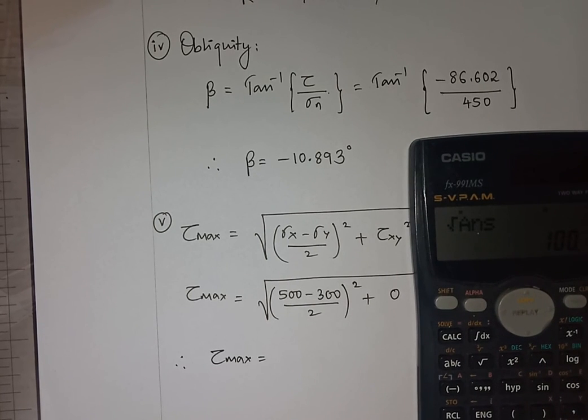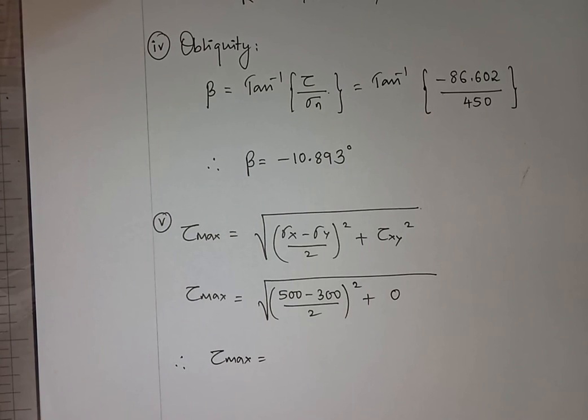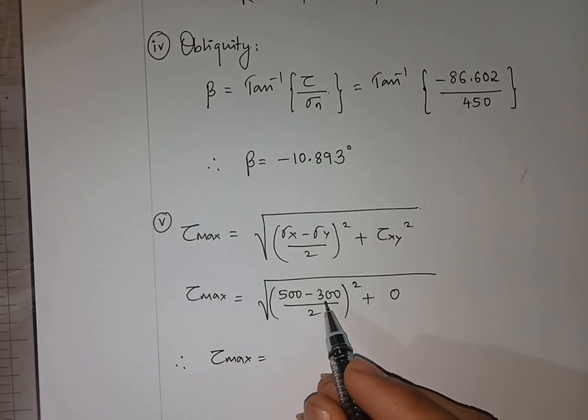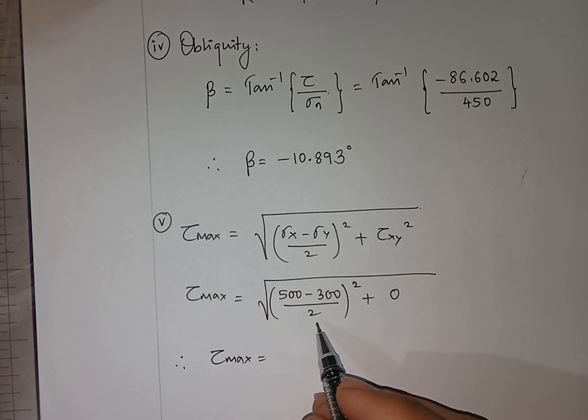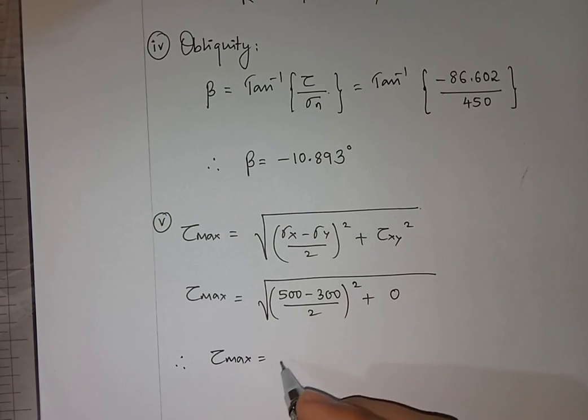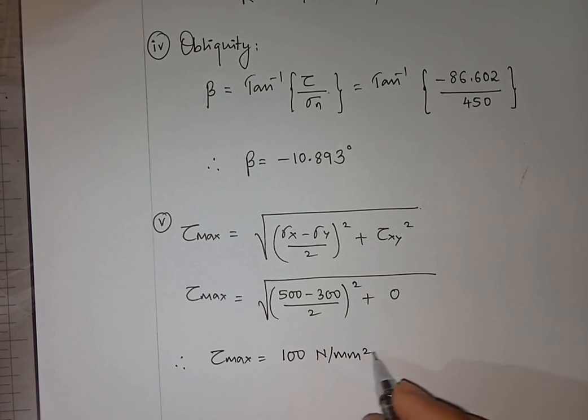So I am getting tau maximum as 100. 500 minus 300 is 200, 200 divided by 2 is 100, and the square root of 100 square is 100. You will be getting the answer in Newton per mm square.